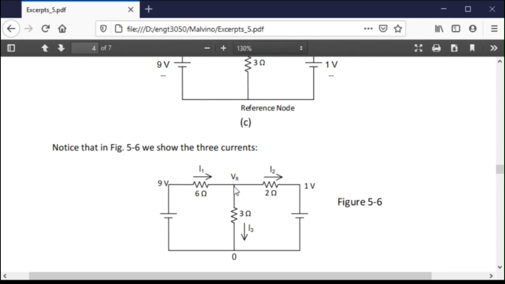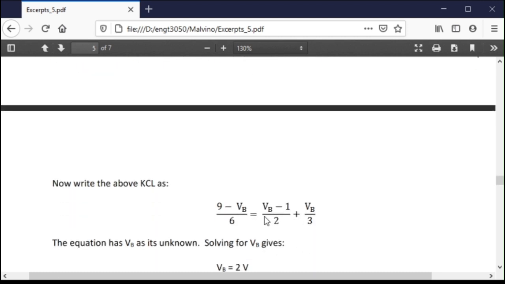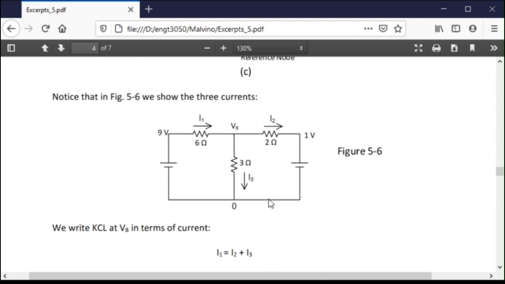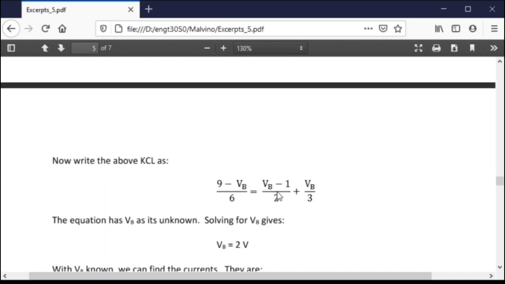So now this is not our I1 or I2 or I3, but this is our point of reference. Okay, so this is my VB. So 9 minus VB over 6, that's the current in, is equal to VB minus 1. In other words, this has to be higher than 1, VB minus 1. It doesn't have to be. It could be lower, but it probably is higher. Divided by 2. VB minus 1 divided by 2. This is VB over 3. Okay, so this is equal to VB minus 1 over 2 plus VB over 3.